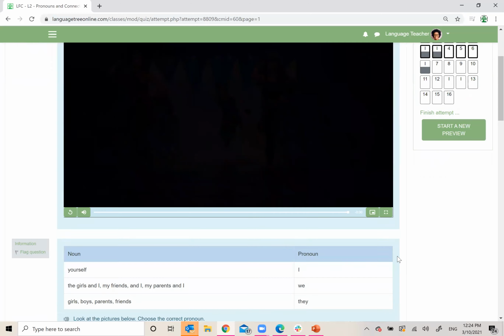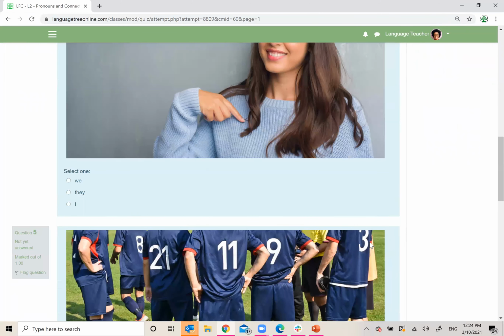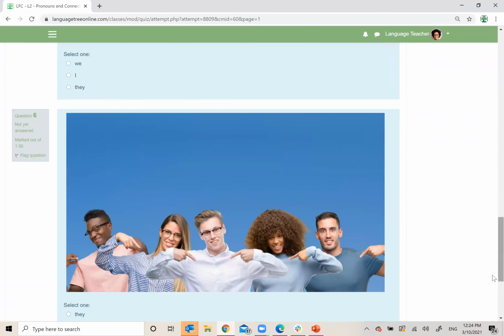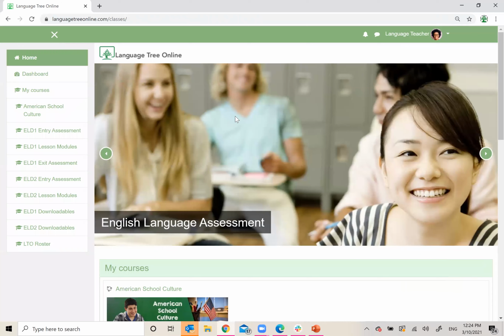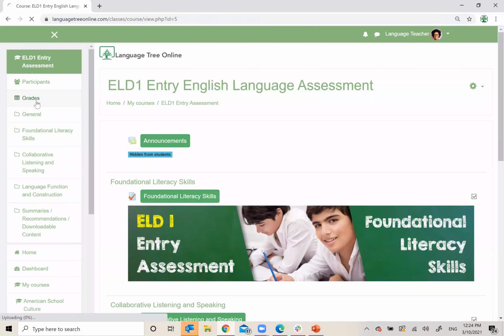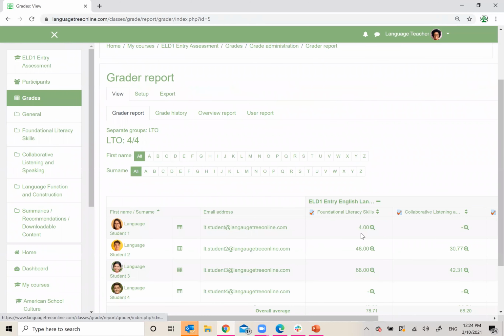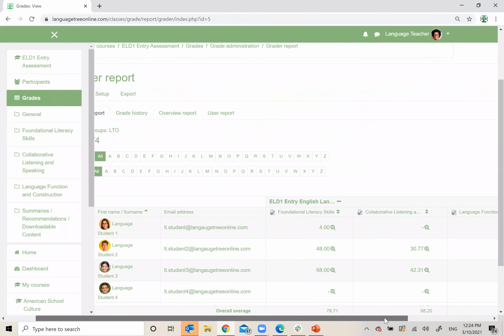Okay, so then from there, they'll go and continue on with the lesson. For the sake of time, I'm going to go back to home so I can show you a few other things. So let's talk about reporting for a second. After students go through all three of the entry assessment areas, you can go in and select entry assessment and grades and really have a look at how your students did.